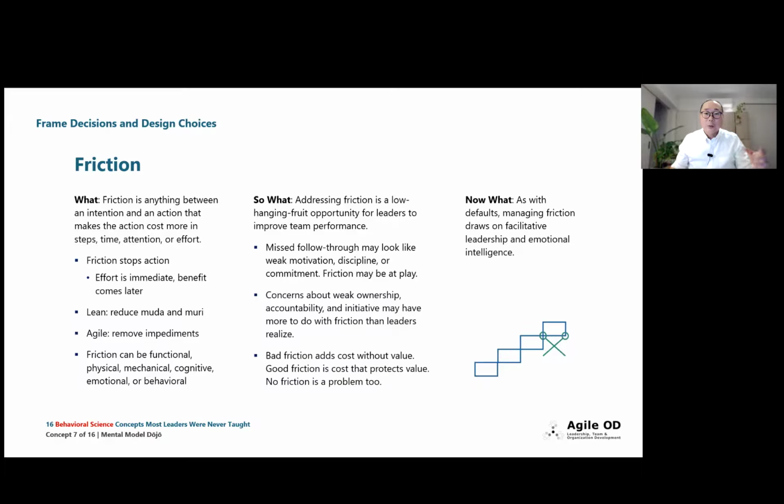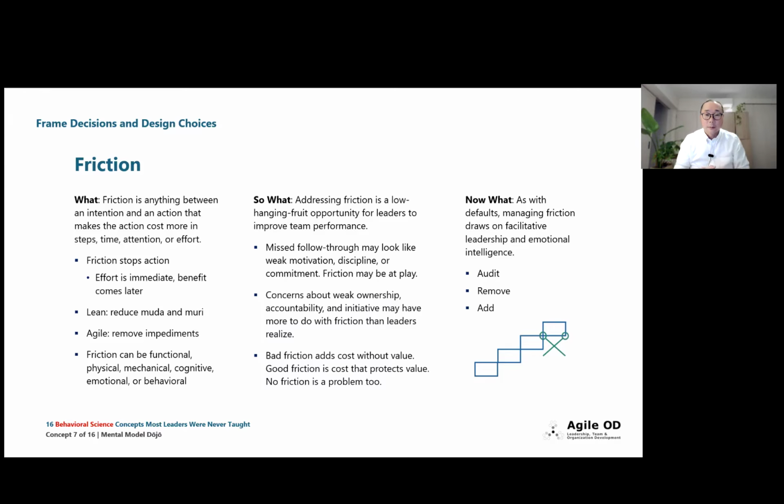Again, facilitative leadership is about what's in the environment that is helping or hindering good work. Emotional intelligence is about how people are actually experiencing those conditions. As with defaults, managing friction draws on both. Three moves to manage friction: audit, remove, and add.